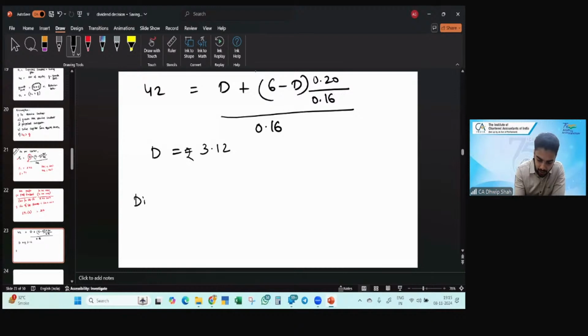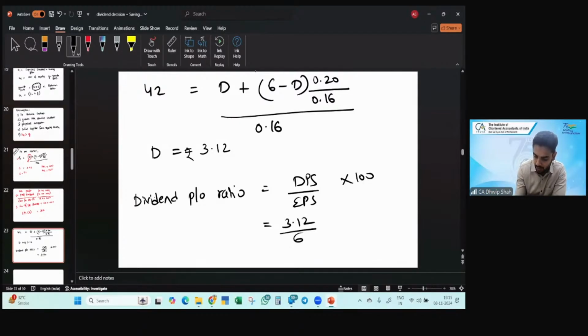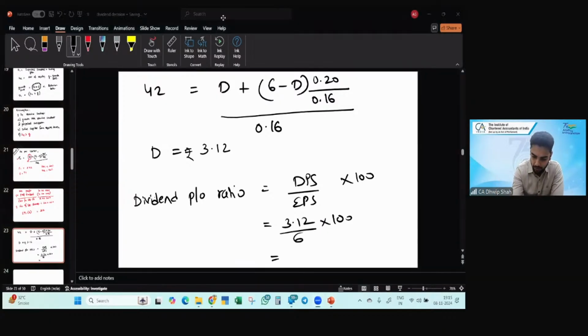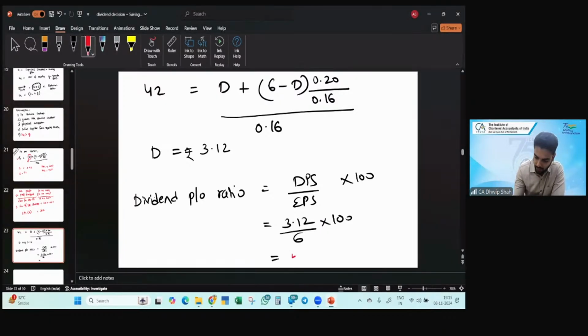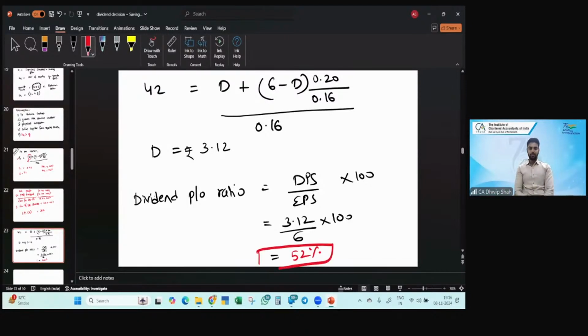If I want to calculate payout ratio in percentage, so my dividend payout ratio in percentage would be dividend per share upon earnings per share into 100. 3.12 divided by 6 into 100. So my payout ratio comes to 52%. 52% payout ratio. Understood everyone?